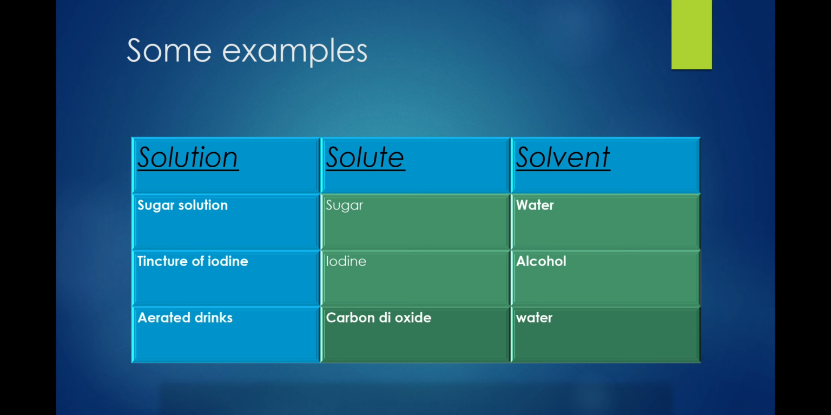Aerated drinks like soda water are gas in liquid solutions. They contain carbon dioxide gas as the solute and water, a liquid, as the solvent. Air is a mixture of gas in gas. It is a homogeneous mixture of a number of gases. The main components are oxygen and nitrogen gas. The other gases are present in very small amounts.